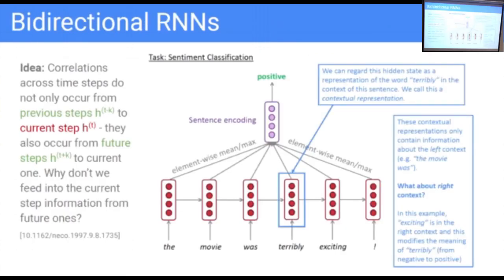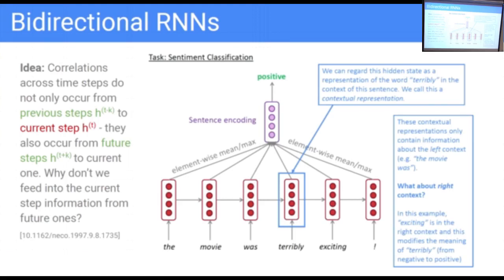Okay, and then another trick. This one is quite simple. All the examples that we have been given here are a recurrent neural network that goes from left to right when reading text or an audio signal or anything.